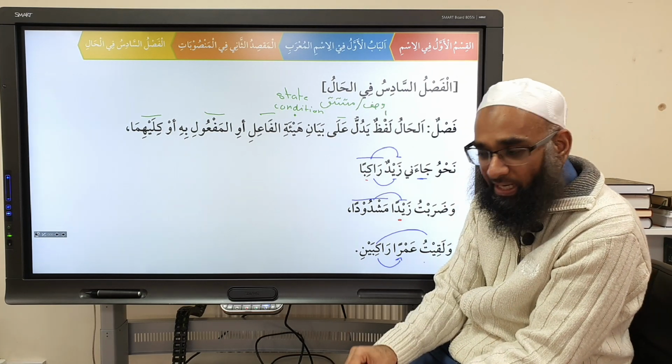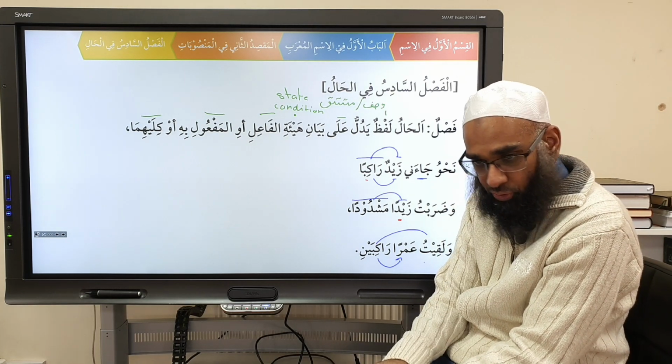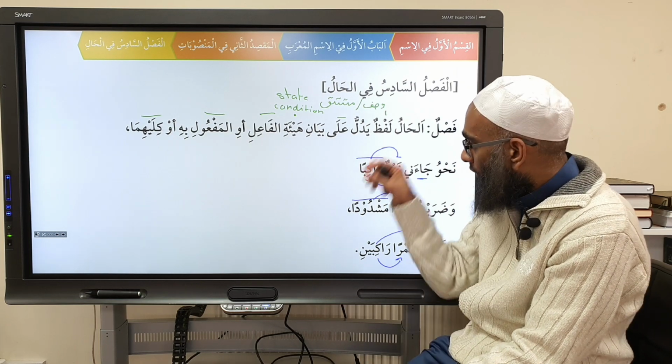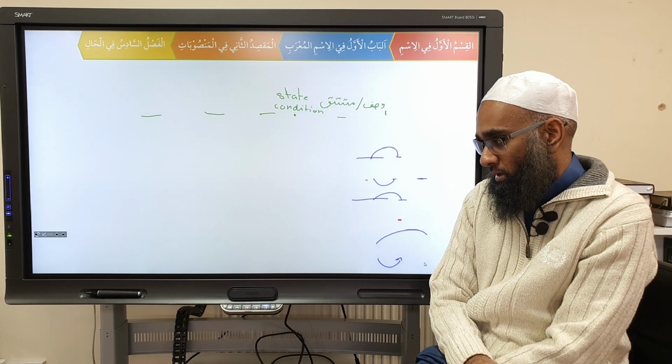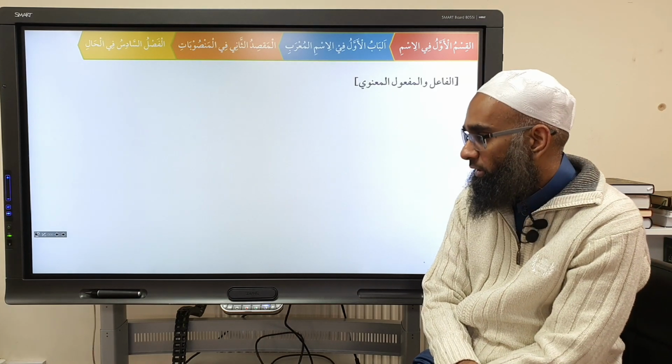Correct? So when any word which is a mushtaq shows or depicts the state of any of them, it is called a hal. Understood? We'll continue here tomorrow, inshallah.